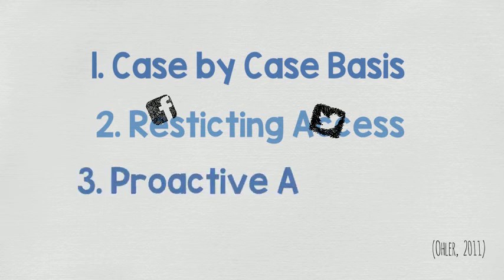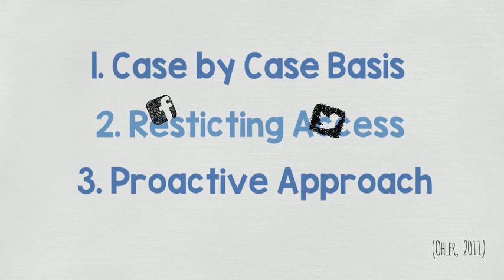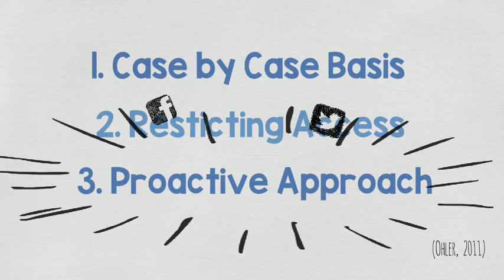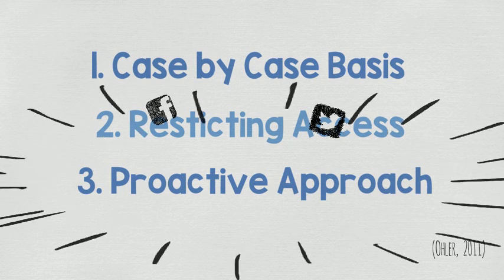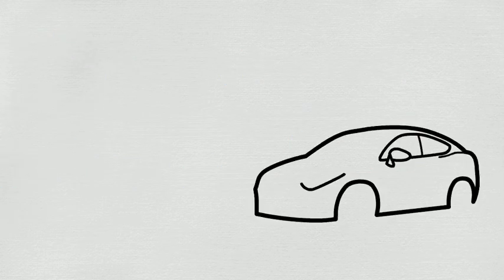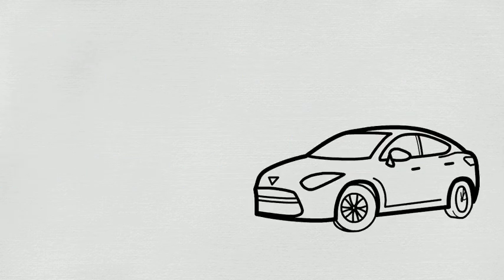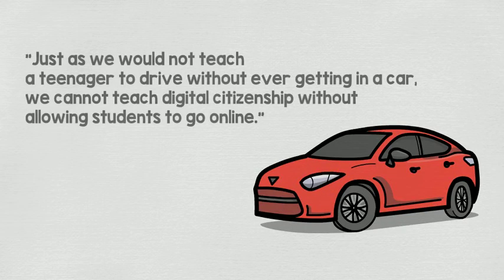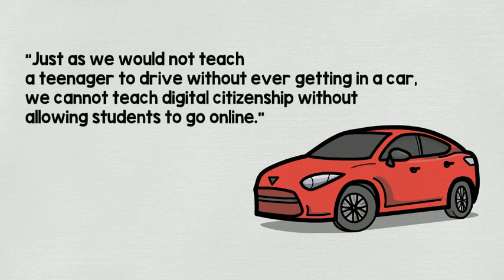Finally, as Jason Oler suggests in Character Education for the Digital Age, a third approach is to establish proactive character education programs tuned to digital youth. Such programs encourage a student's guided participation in online spaces and build competencies students need to be safe and responsible in the future. After all, as the Policy Planning Guide for Digital Citizenship in Saskatchewan schools states, just as we would not teach a teenager to drive without ever getting in a car, we cannot teach digital citizenship without allowing students to go online.